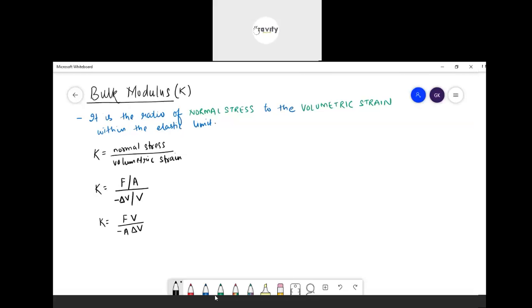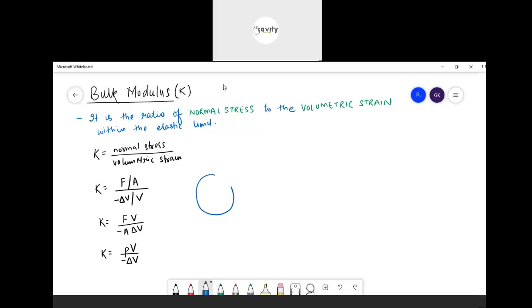And since we are going for compression, we can have gas involved also. So instead of writing F upon A, we could have also involved pressure directly. So that will be pressure into volume upon minus delta V. So these are the various forms in which we can represent the bulk modulus. This is in context.